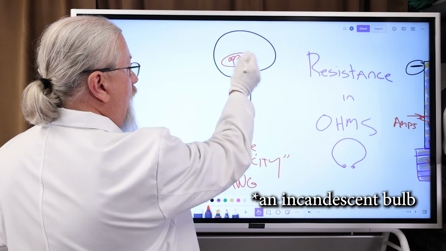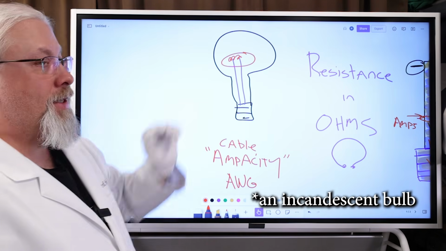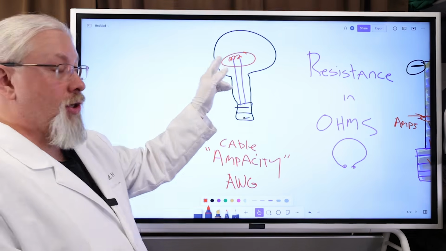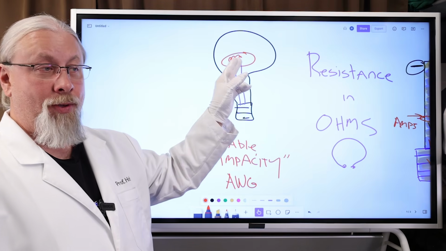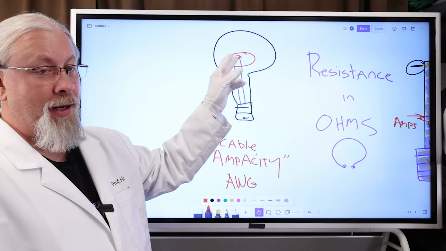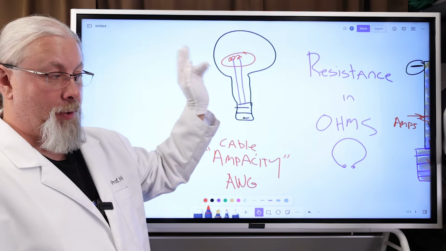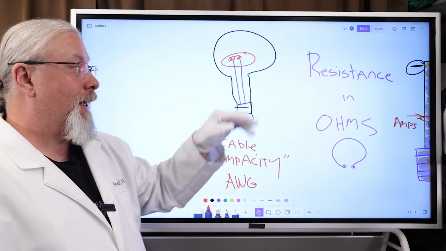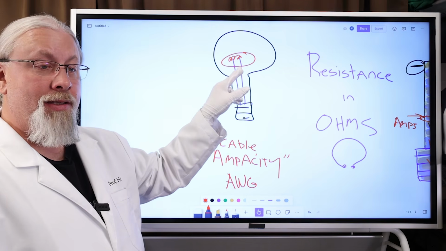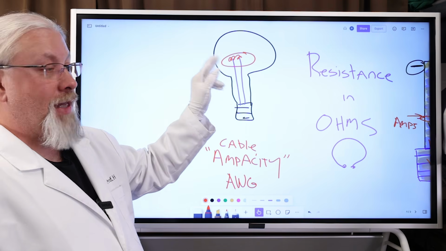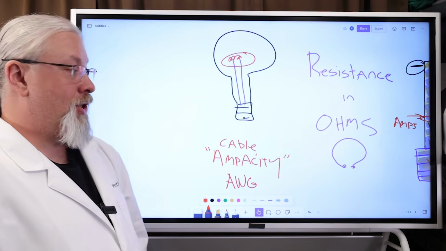So the actual element inside of the bulb that glows is very high resistance. You don't want that happening to your solar build or your batteries or any wires in your home or your RV or your car or wherever else you're building. If a cable ever starts to glow because of too high resistance, the cables will melt and will eventually catch fire.